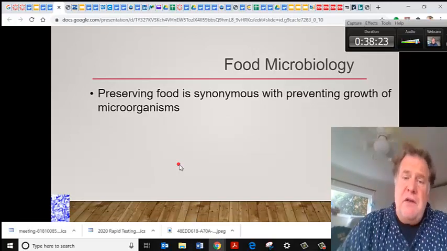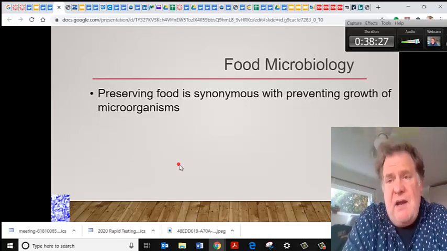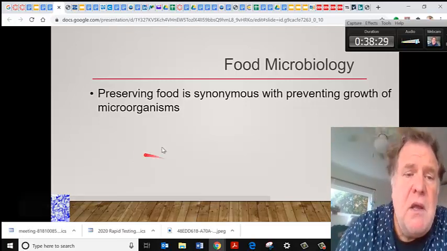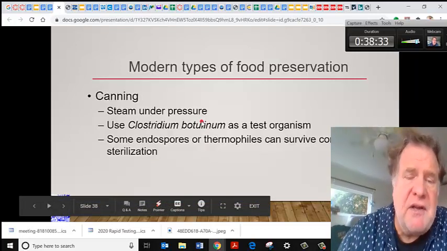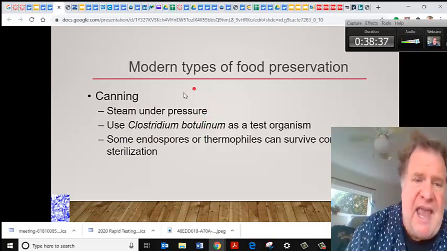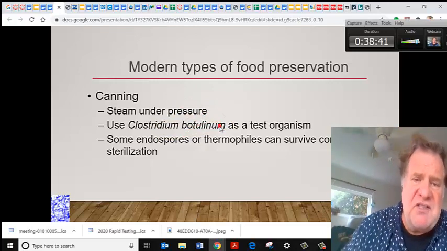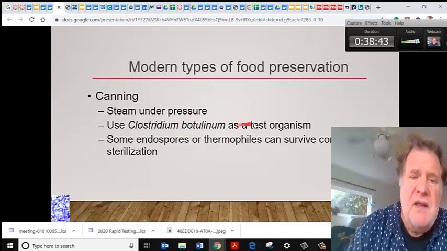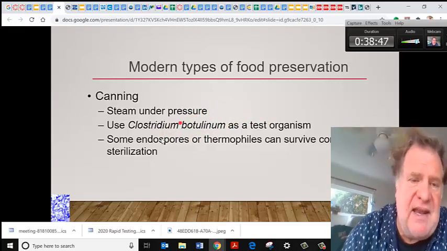Again, another thing that we need to do is remember microorganisms are out there. They're always eating the food, and they want to eat the food that we eat as well. So preserving food is synonymous with preventing growth of microorganisms. We have some old technologies that have been around. They're not really old, but canning is steaming under pressure. We use an organism called Clostridium botulinum as a test organism. We know if we can kill Clostridium botulinum, we can kill almost anything that's in there.